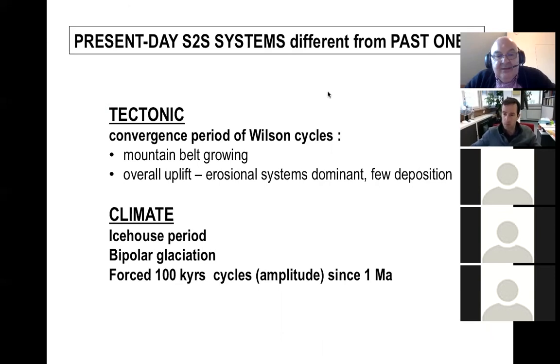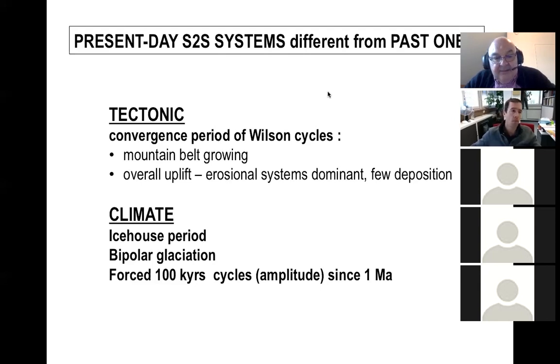So I repeat, in terms of tectonics we are in the convergence period of a Wilson cycle. So it means that we have a mountain belt growing, and this afternoon I will show you, talking about Europe, that we got an overall uplift, and that erosional systems are dominant, and there are few depositional systems. This is one of the characteristics of our period, and this is the case in all the continents. So it's really something dominated by erosion.